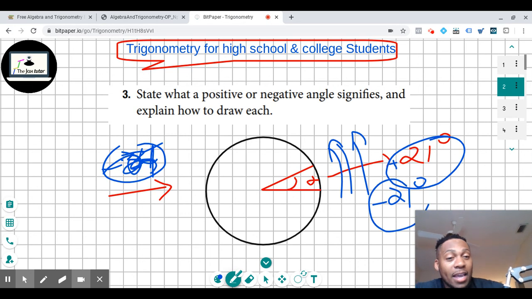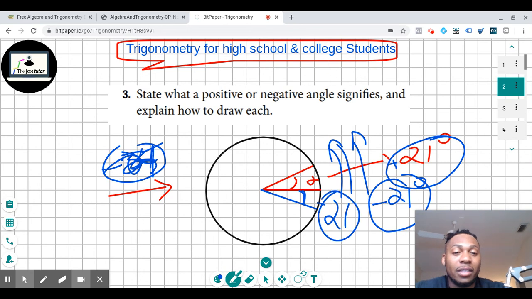What about the angle that's opening clockwise? What about the angle that's opening this way? So if you think about the angle that's opening this way, this angle is actually a negative angle. So that would be negative 21, negative 21 degrees.